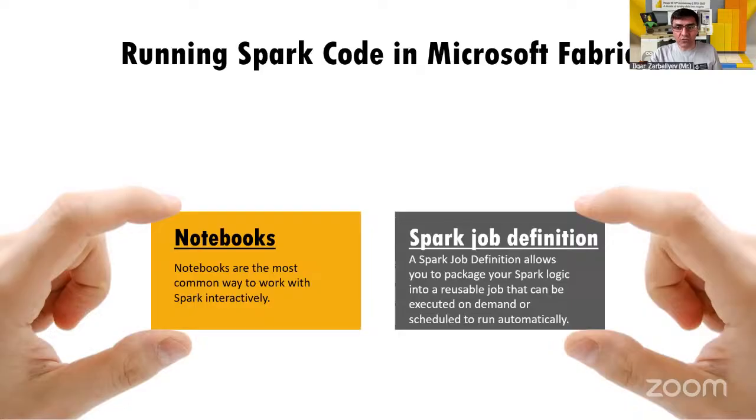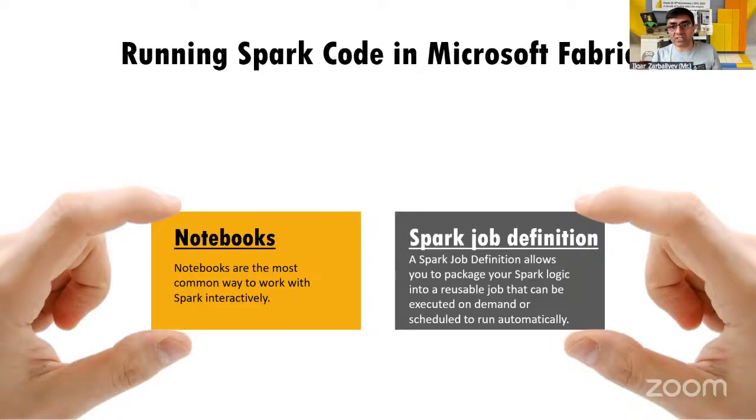While notebooks are great for interactive development, many organizations need to execute Spark workloads automatically. That's where Spark job definitions come in. A Spark job definition allows you to package your Spark logic into a reusable job that can be executed on demand or scheduled to run automatically. This is particularly useful for production data engineering workloads, such as data ingestion pipelines, transformation processes, and recurring batch jobs.